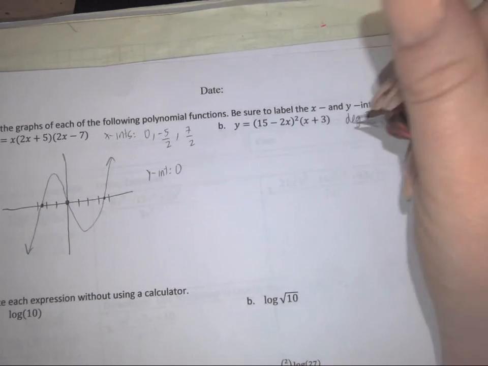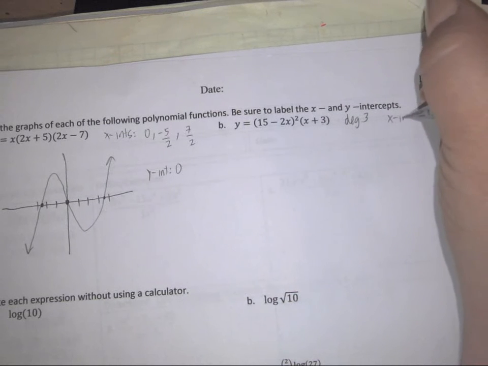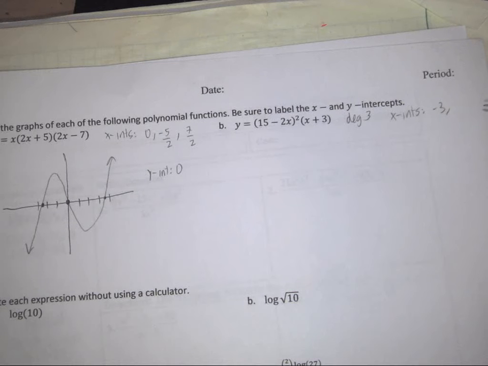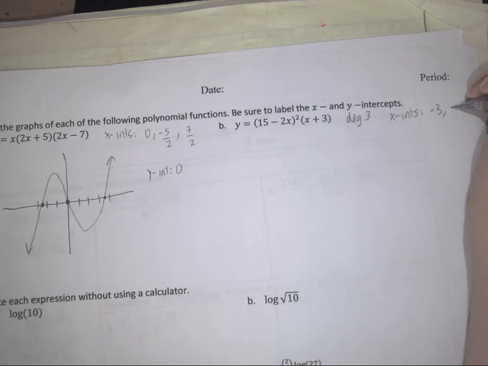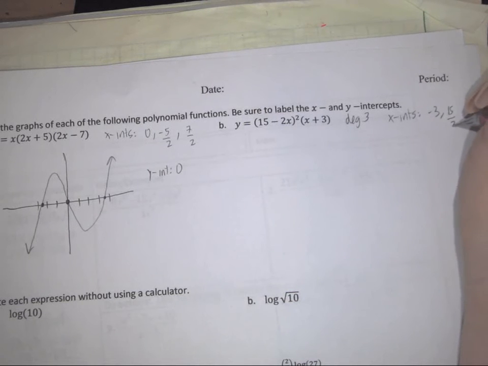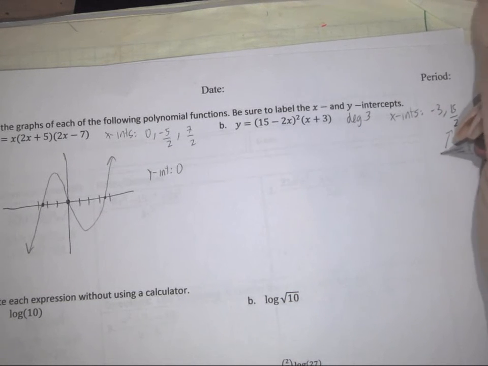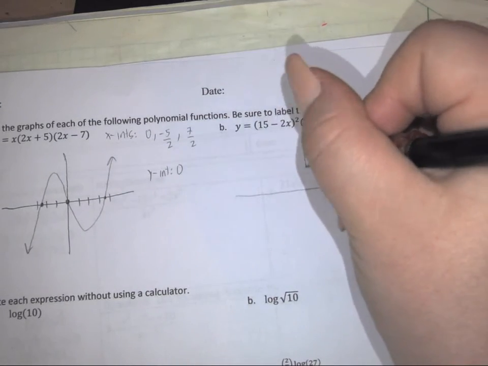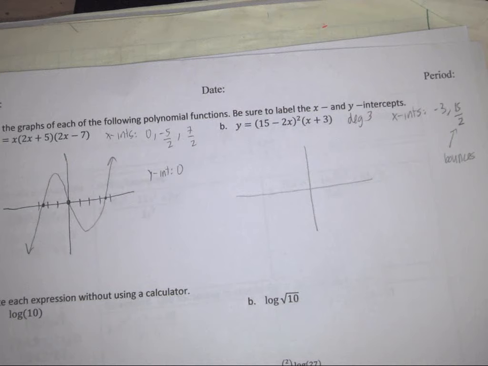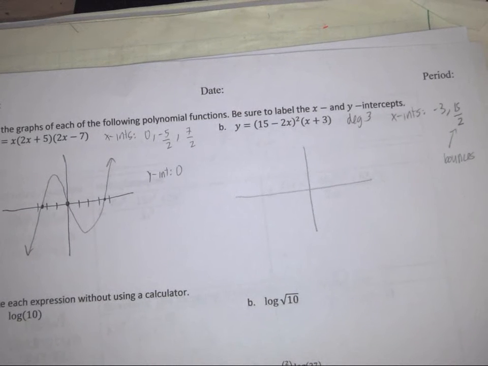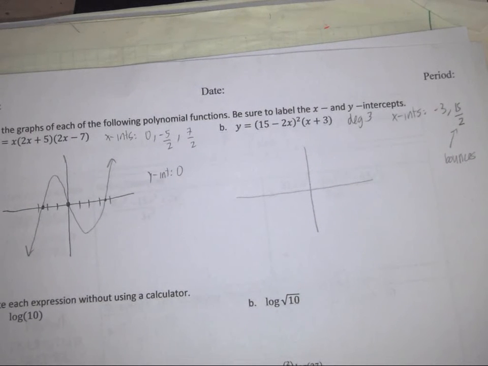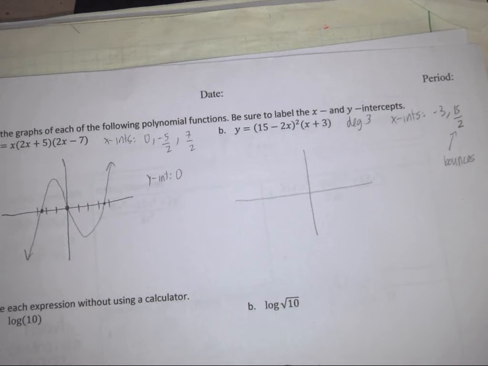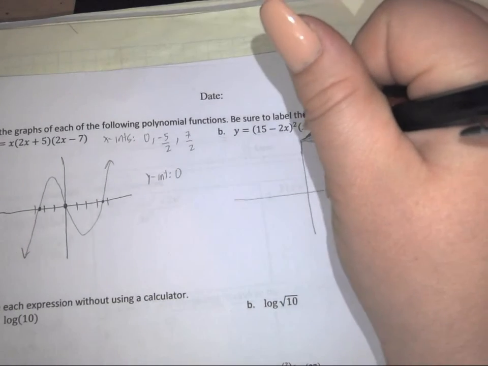Okay, and then for this one, this is degree 3 as well. We have 2 x-intercepts, negative 3 and 15 over 2. And it bounces there. So let's draw that. And then if you plug in 0, you get a ginormous y-intercept.